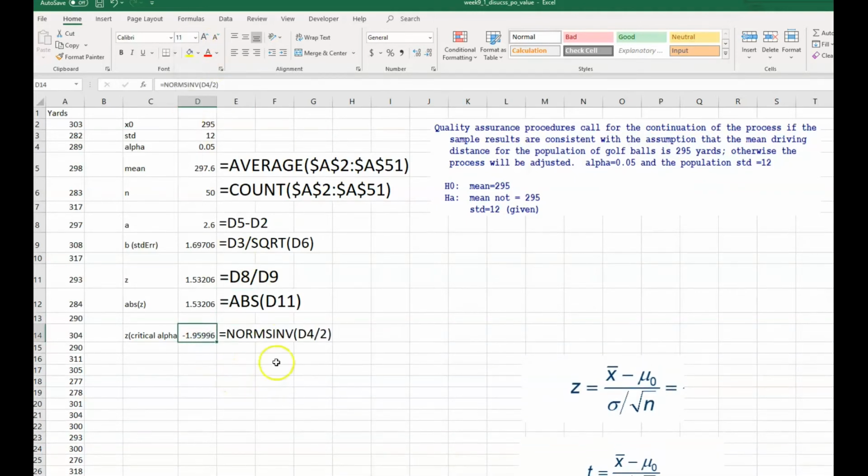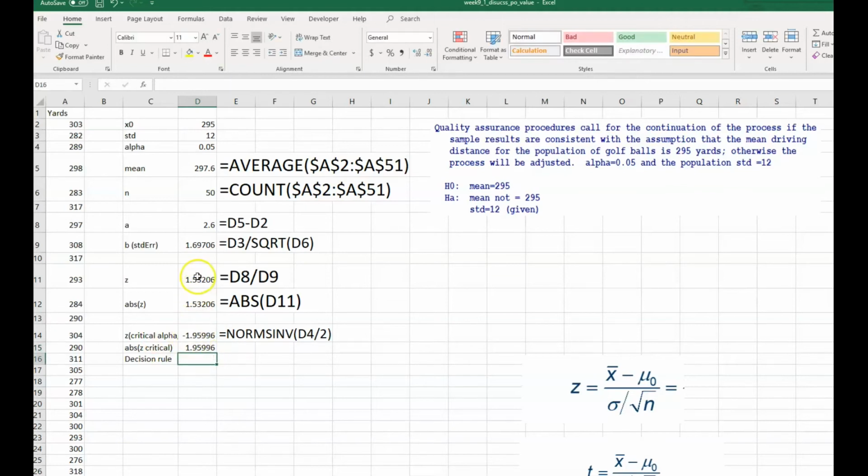You see the negative. So actually we compare the z value with the absolute critical value. Okay, so this is a decision rule. I'm going to use absolute value here, absolute z, just to make it easy. So this is absolute.